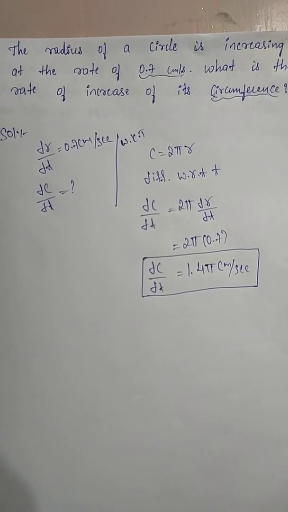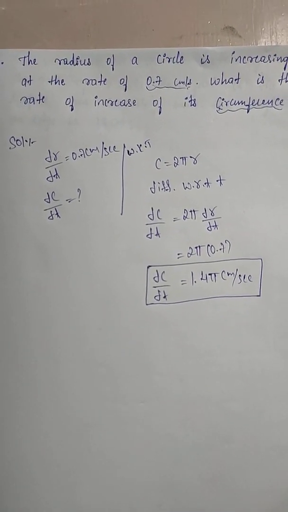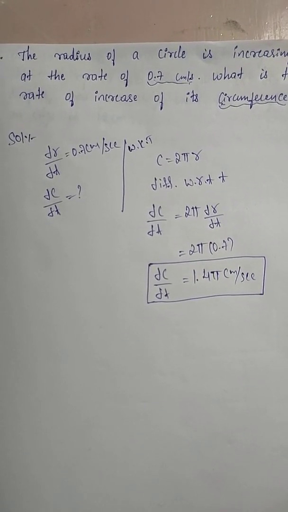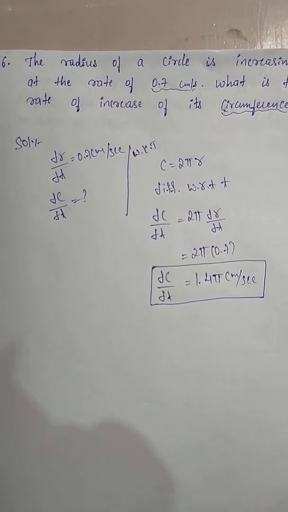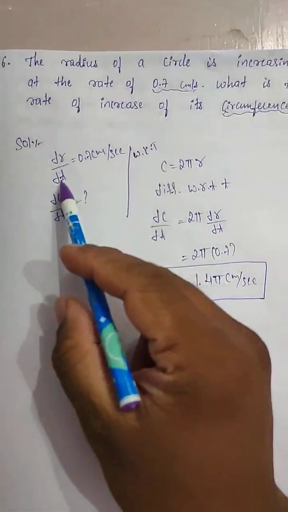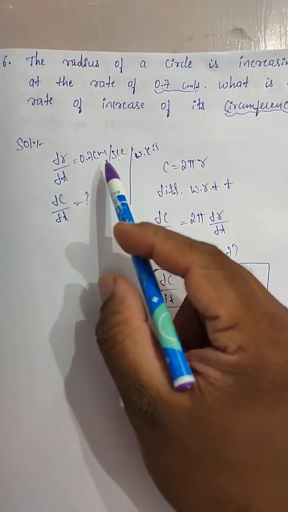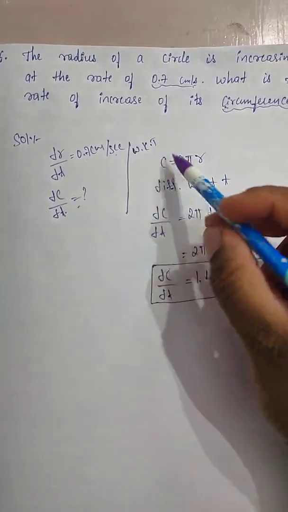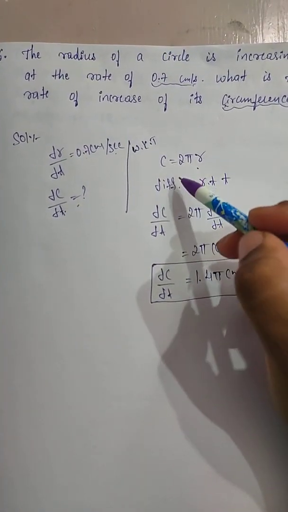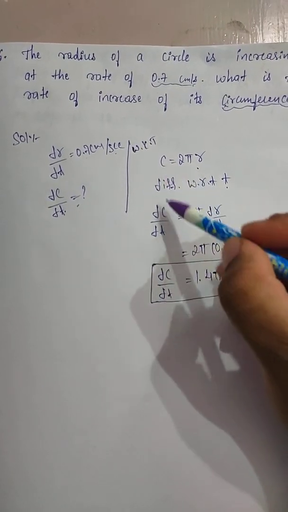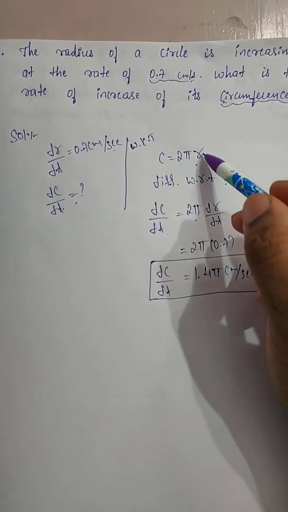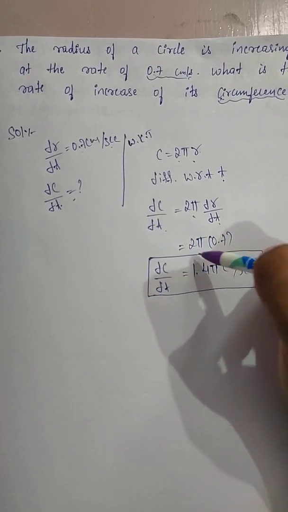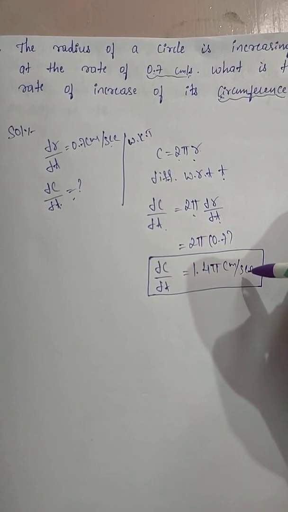Is it clear? Once again, the radius of a circle is increasing at the rate of 0.7 centimeter per second. What is the rate of increase in its circumference? The radius is changing with respect to time, so dr by dt is equal to 0.7 centimeter per second. dc by dt is equal to question mark. We know that the circumference of a circle is 2 pi r. Differentiating with respect to t, dc by dt is equal to 2 pi, a constant, times dr by dt, which is 0.7. 0.7 into 2 is 1.4 pi centimeter per second.